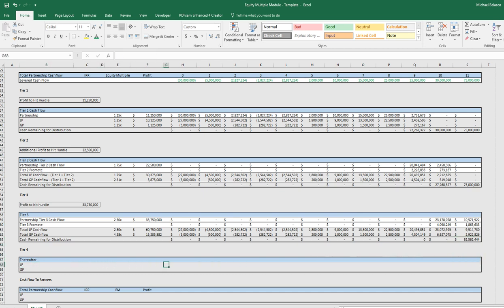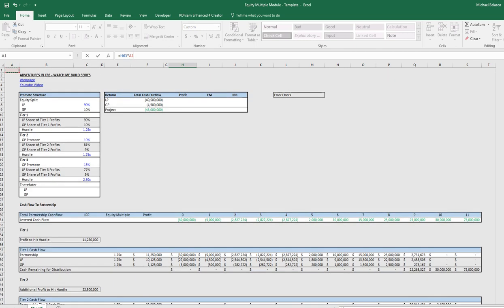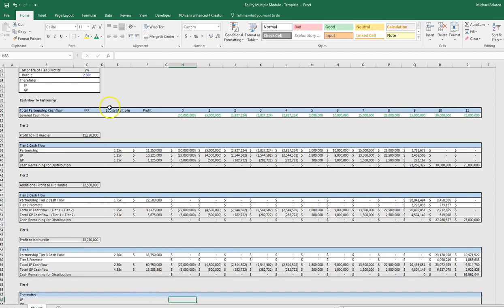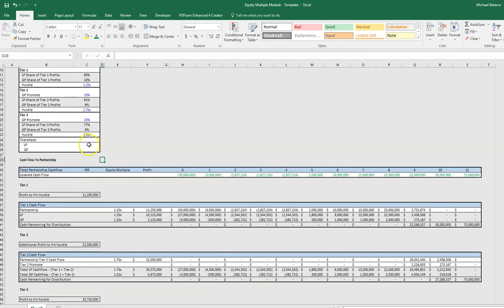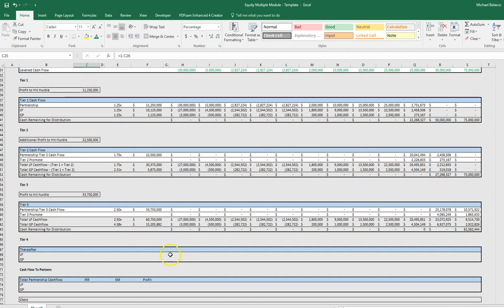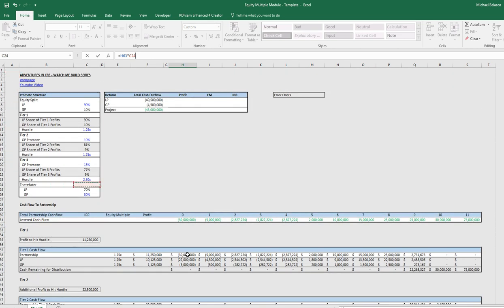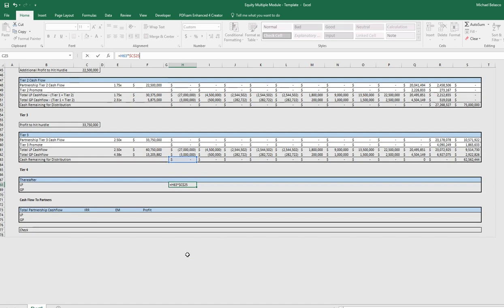Alright, so we simply split the remaining cash flow. Oh, actually we have to go and fill this in. So we have a thereafter promote structure. If we want our GP to get 30%, so the LP gets 70, and so we just do a simple split of the remaining cash flow. So equal the cash remaining for distribution at tier 3 times 70%, hit F4 for limited partner. In fact, hit F4 2 more times so we can just copy this down.